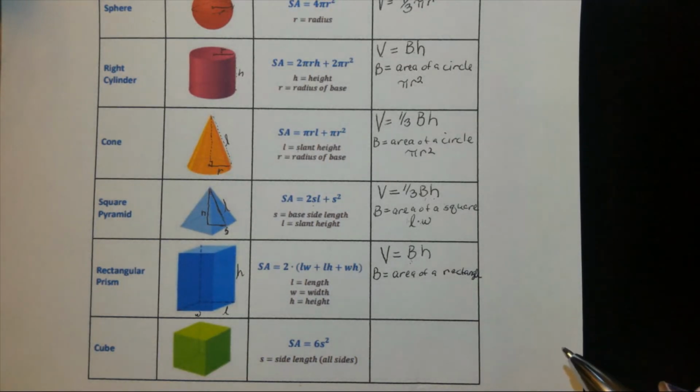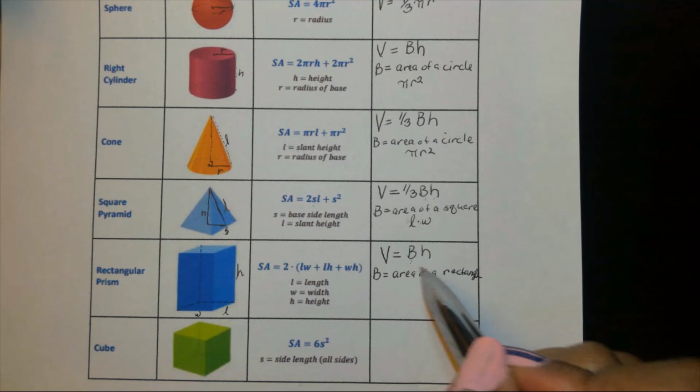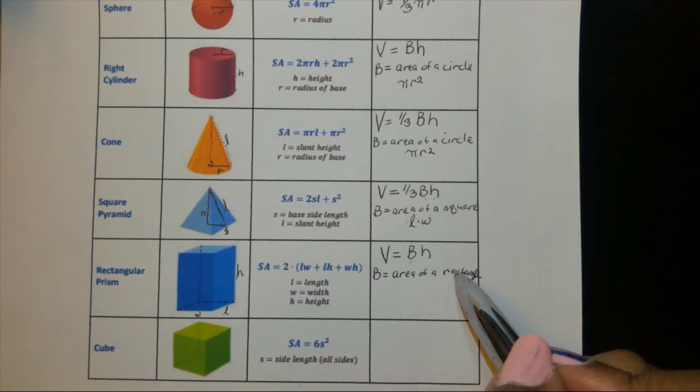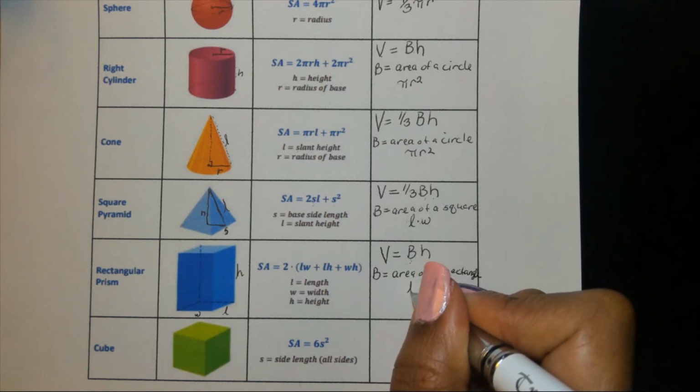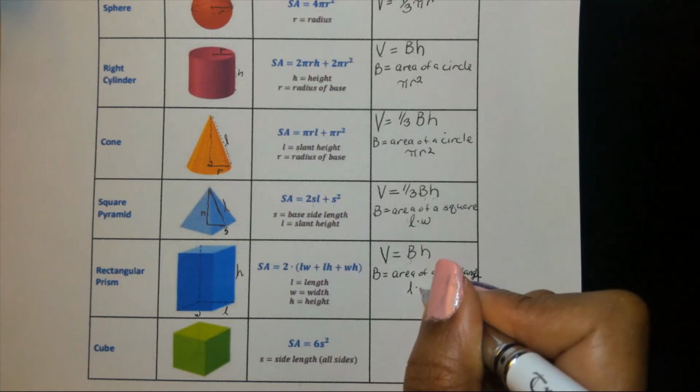Okay, I barely squeezed that in there. All right, so the area of a rectangle, and we know the area of a rectangle to be the same as the area of the square. We are just looking basically at the length times the width.